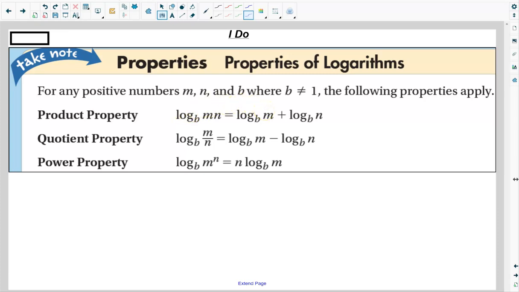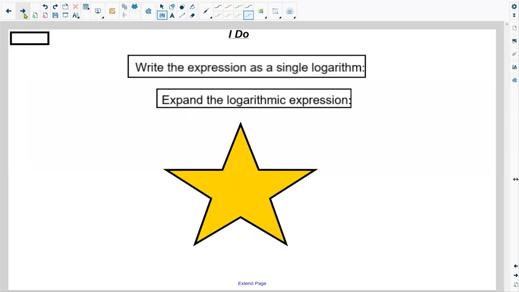And the other property is the power property. So we have log base b of m raised to the n as the exponent, which equals, this is condensed, the expanded version, which is n times the log base b of m. So I'll pause that. You guys will copy that. But of course, practice is what we need.